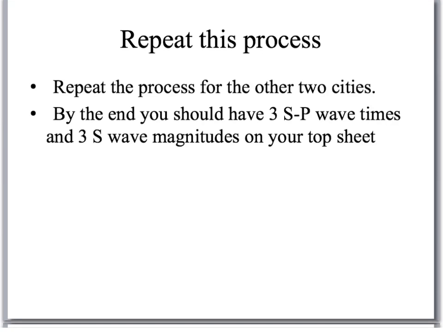Now you're going to repeat this process. To triangulate an epicenter of an earthquake, we need at least 3 points. So that is why you're given data from 3 different seismograms from 3 different cities. By the end, you should have 3 SP wave times and 3 S wave magnitudes on your top sheet.